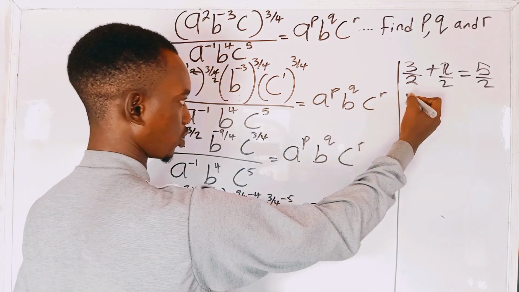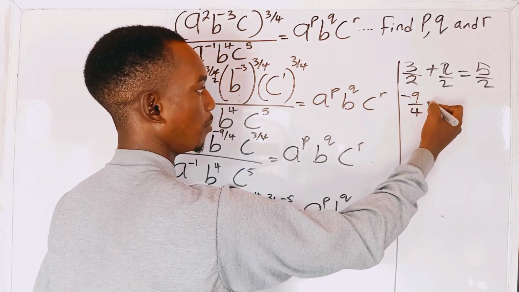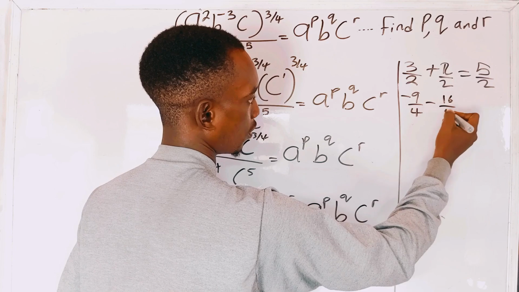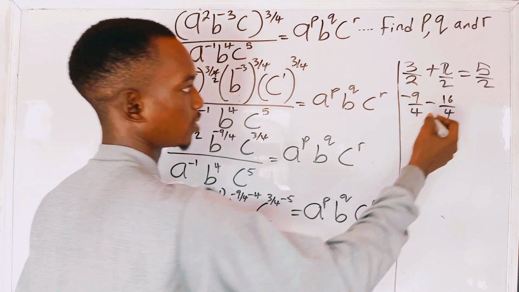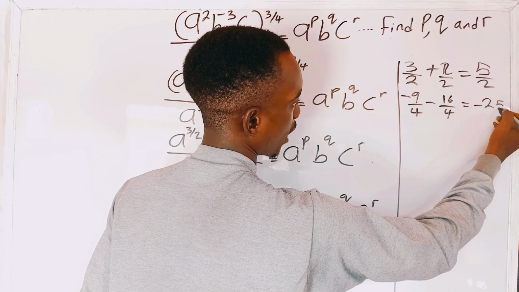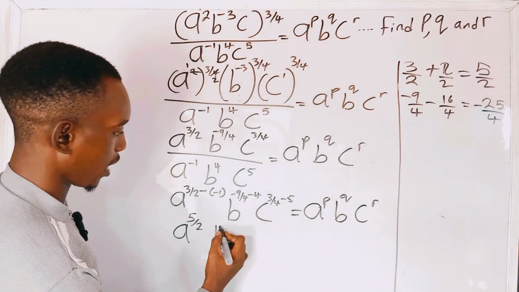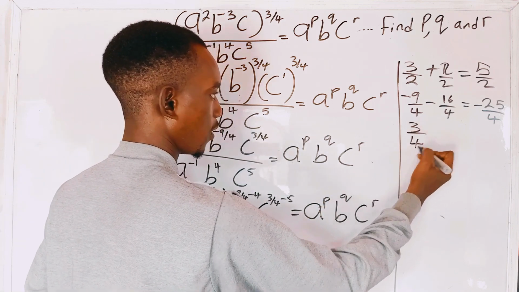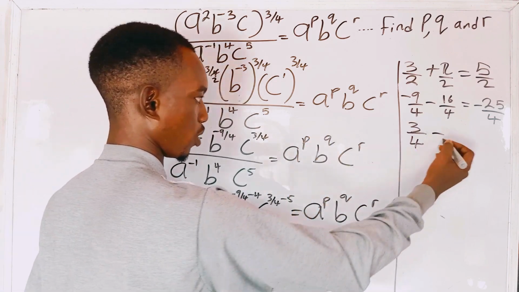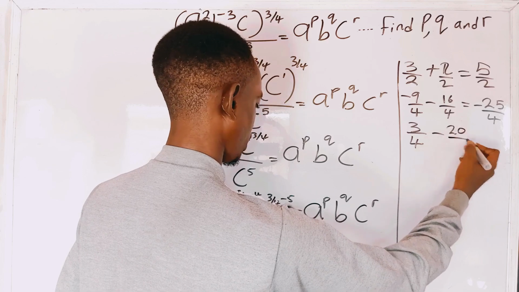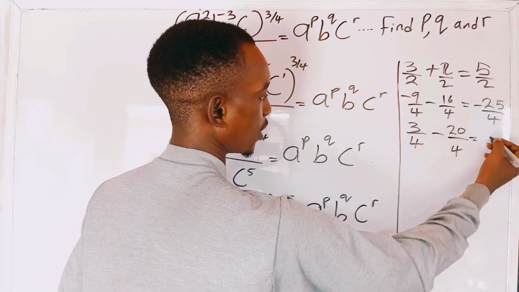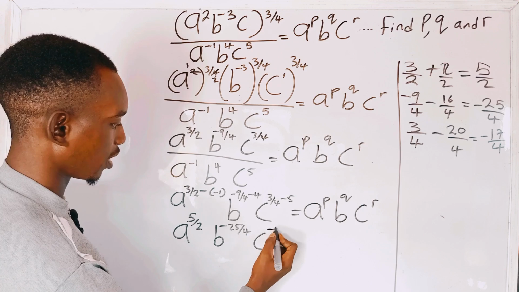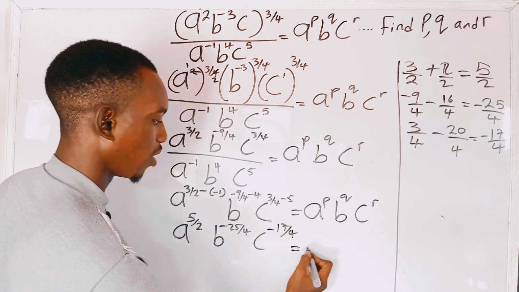Then B to the power of, here also we have negative 9 over 4 minus 4. For an equivalent denominator, 4 becomes 16 over 4. So negative 9 minus 16 gives us negative 25 over 4. So here we have negative 25 over 4. Then C to the power of, same thing also. To have equivalence, we have 4 times 5, which is 20 over 4. So here we're going to have 3 minus 20, that's negative 17 over 4.